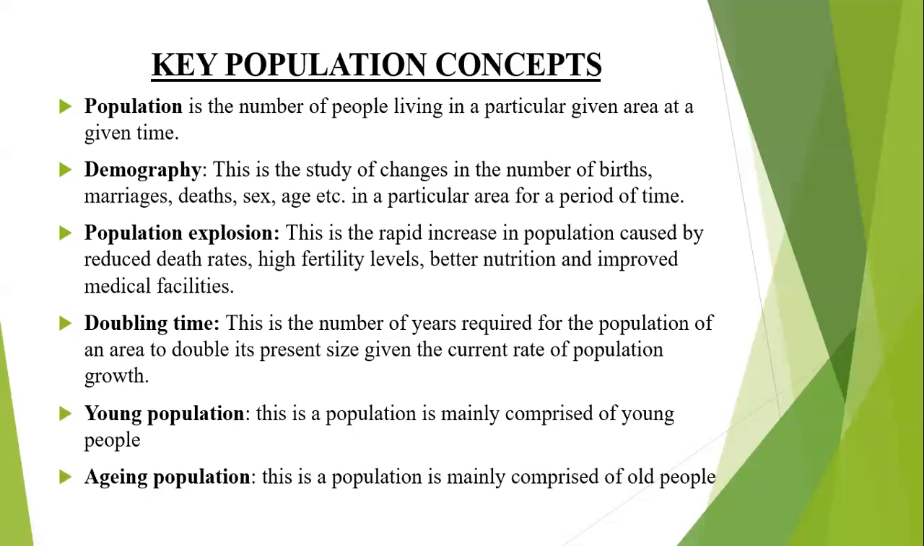Another concept is that of an aging population. An aging population is also known as a graying population. This is a population mainly comprised of old people. For example, most of the developed countries, like those countries in Europe, Germany, Italy, France, they have aging populations. In Asia, we have Japan, where you find so many old people and very few young people.